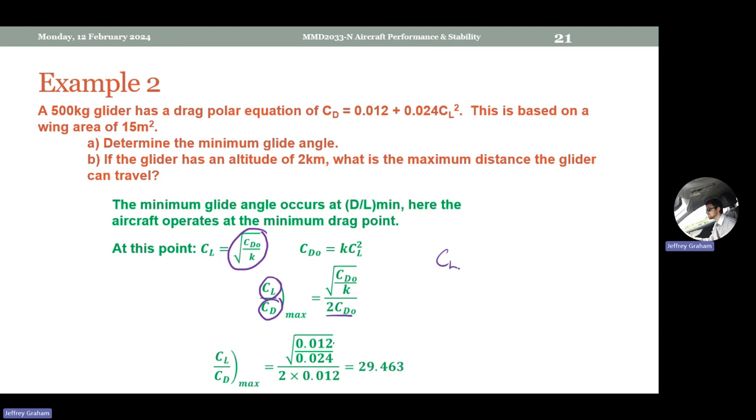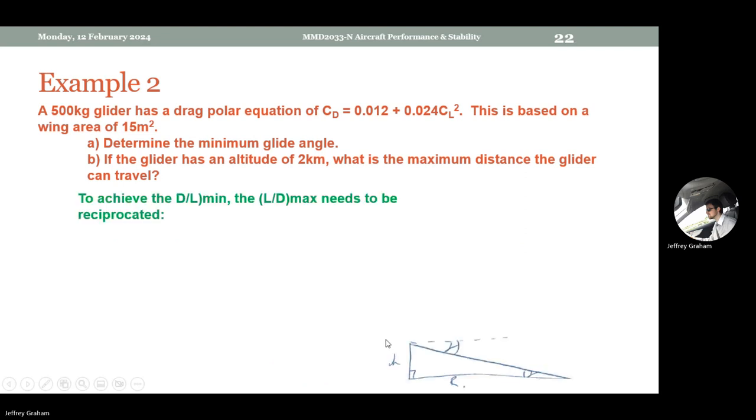Just in case you want these numbers for reference. So CL is this, which comes out as 0.707. So you can see down here, CD is twice the CD0 value, so that should be 0.024. Right, so you get the lift drag ratio from that. We invert it to get the drag to lift ratio. So this is the minimum drag to lift ratio by inverting it.